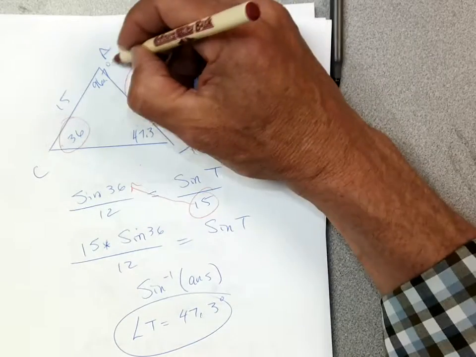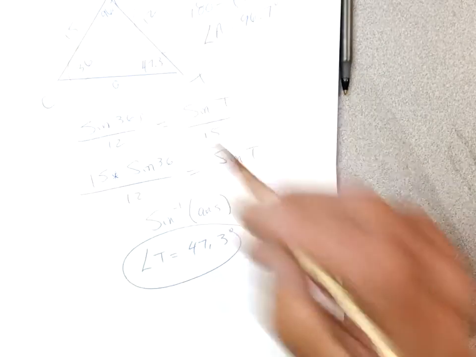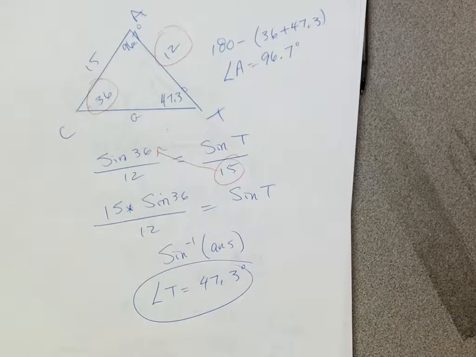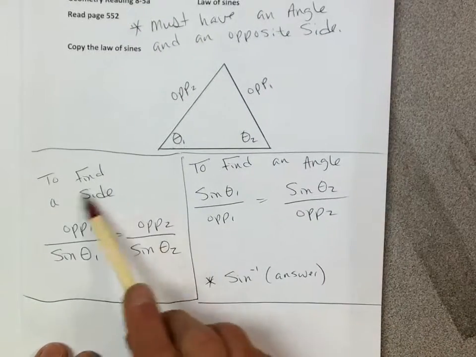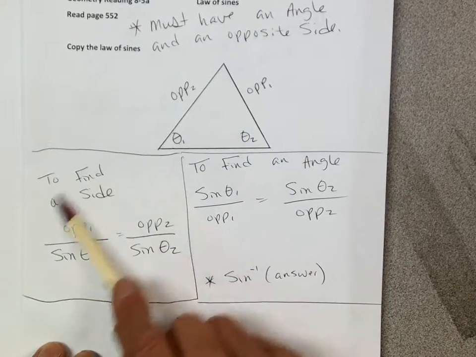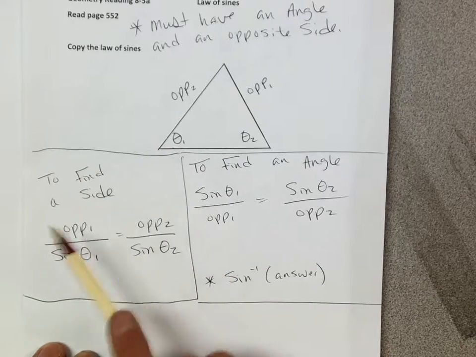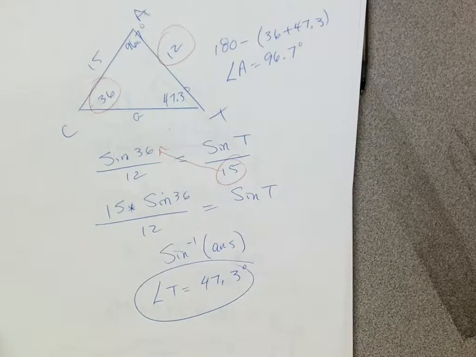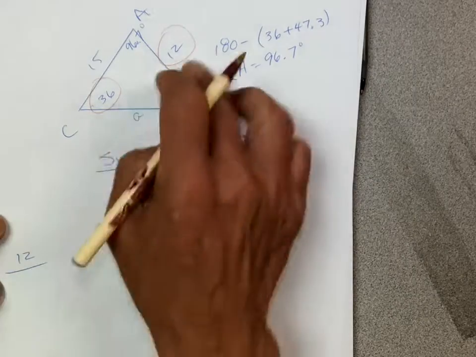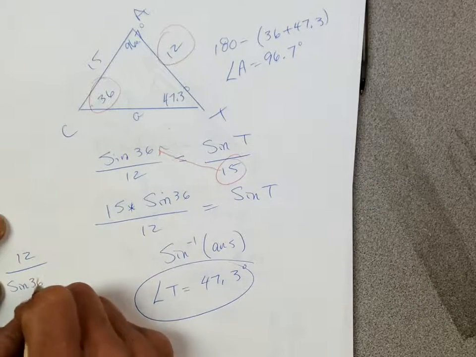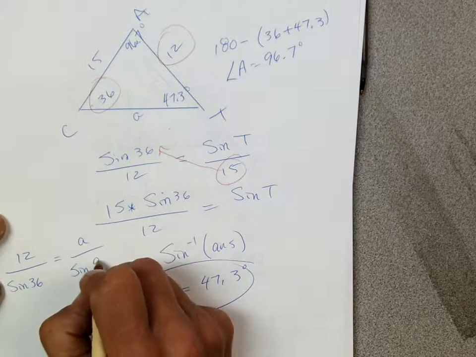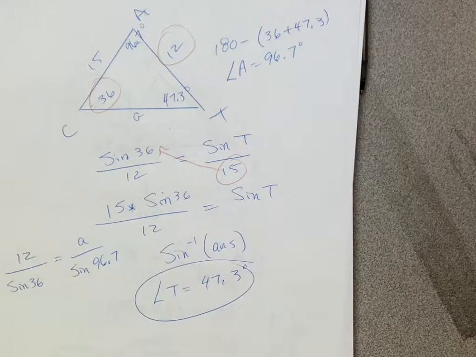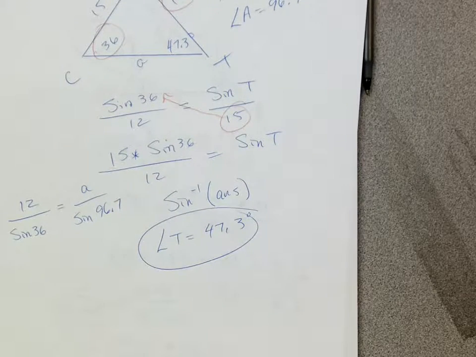Lastly, if I want to find little a, side A, you cannot use the Pythagorean theorem. You can't use it. So what are you going to do? We're going to use the law of sines. We're going to go back and use this set of notes, because we have our opposites, but we want to find the side. So we're going to go 12 over the sine of 36 equals little a over the sine of 96.7. And then I'm going to solve it.